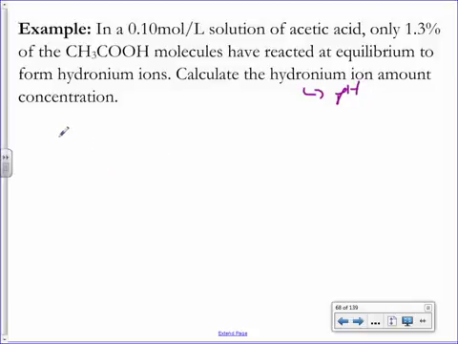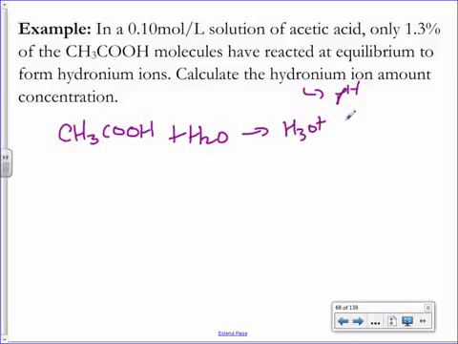So let's write out an equation first. Here's an acid. What do acids try to do in water? You guys remember the word we use? And not dissociate. Dissociate is a word used for ionic compounds. Ionize is the right word. It's the same concept though, just different terminology. So this thing will try to turn into H3O+.